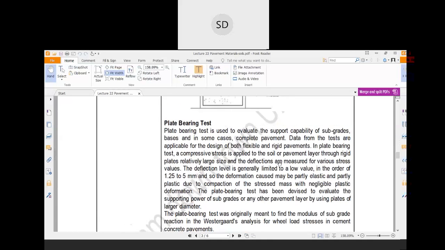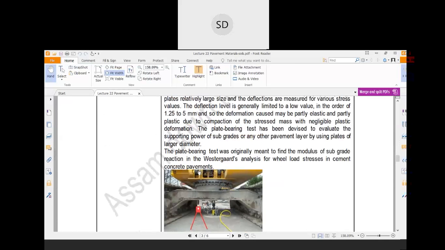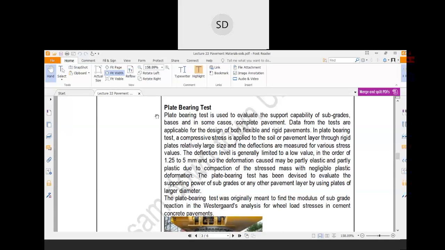So the next test is the plate bearing test. The plate bearing test is used to evaluate the support capability of subgrades, bases, and in some cases complete pavements. The CBR test is only for the subgrade, but the plate bearing test is essential to know the strength capabilities of the subgrade as well as bases, and in some cases the complete pavement.